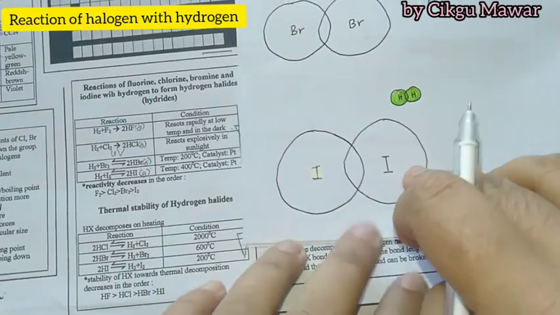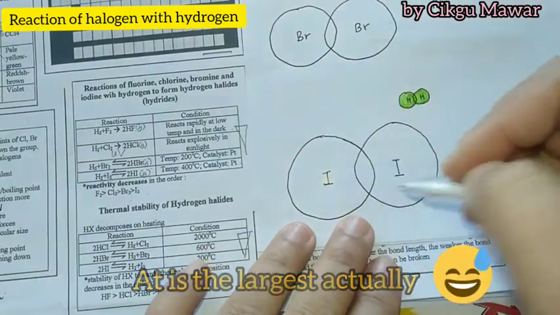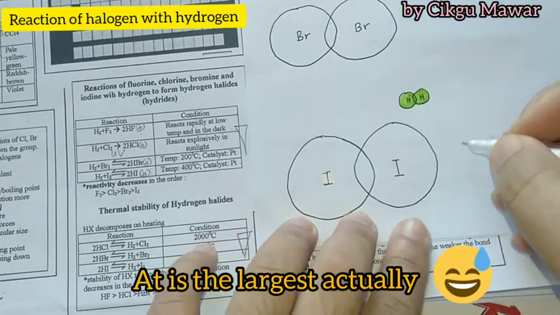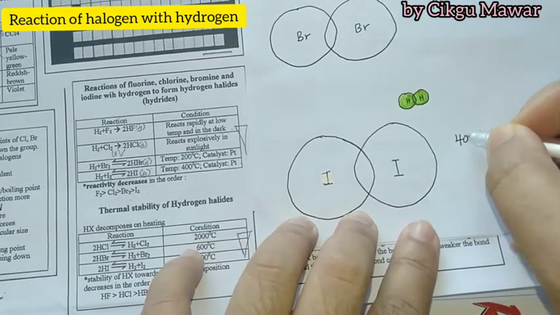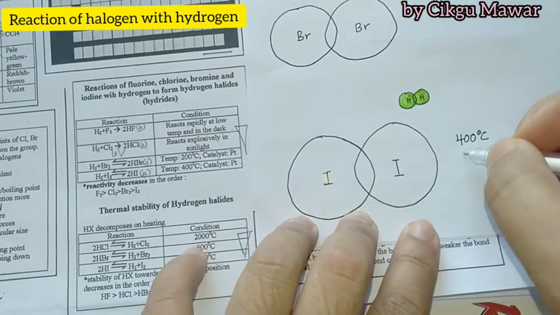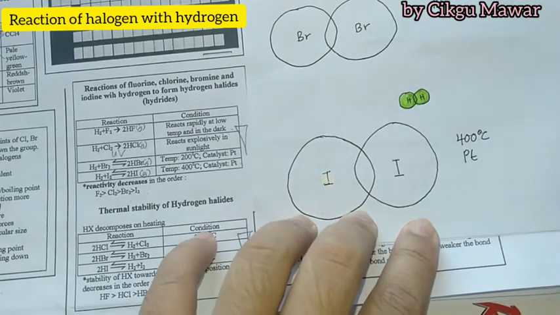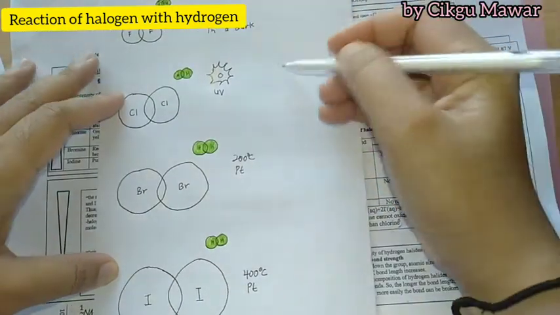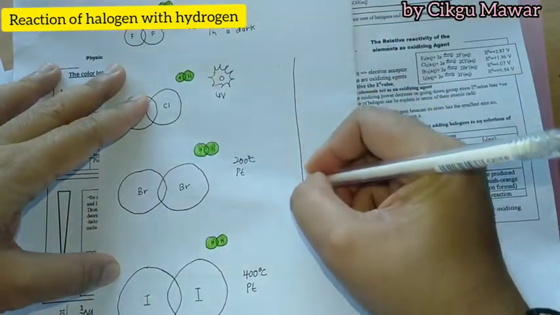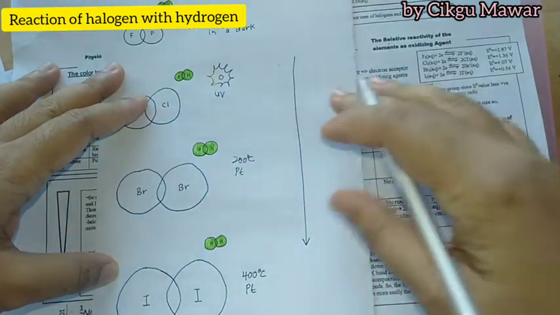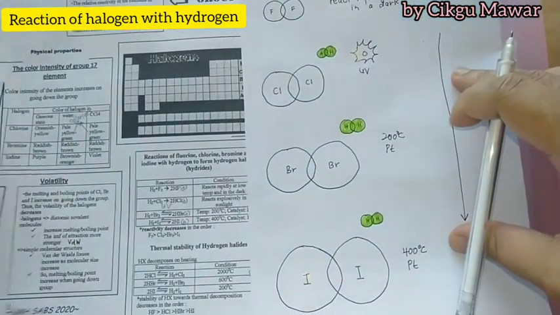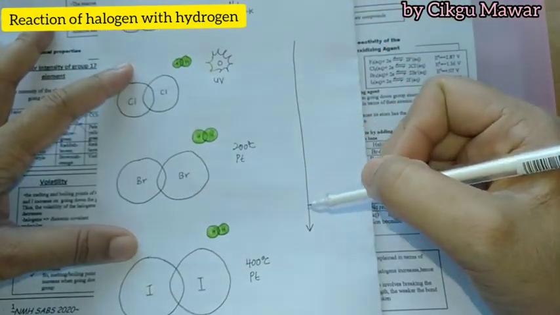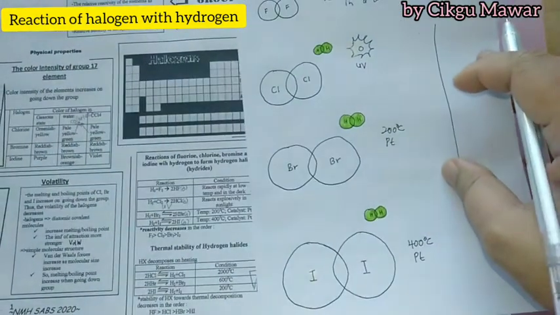The same goes for iodine. Iodine is the largest halogen, so it can react with hydrogen, but a higher temperature is needed, which is 400 degrees Celsius, and it must use platinum as a catalyst. So when going down group 17, the reactivity of fluorine, chlorine, bromine and iodine towards hydrogen decreases.